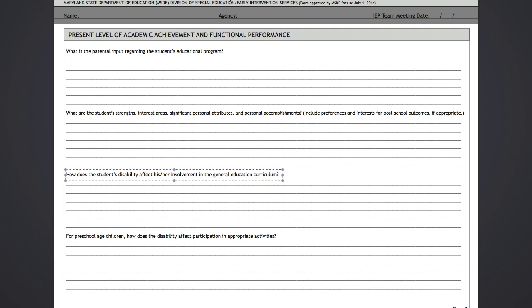And then for preschool students, you're going to talk about how the disability affects their participation in appropriate activities. We know that when we're talking about young children, we are talking about their developmental levels, their social, emotional development. We're also talking about that with older children. But with preschool children, it's important for us to look at that in a little bit more holistic way because the areas of development are so intertwined with academic skills. And so this question is worded in a slightly different way for young children.